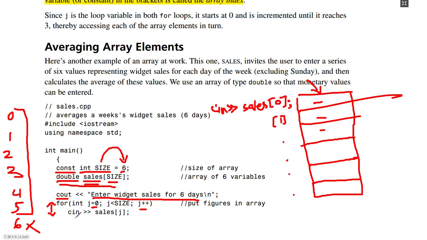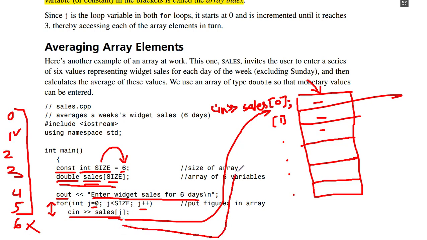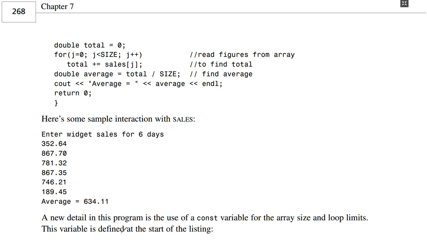And what is being done in the body of the loop? You can see from here, it asks the user to enter a number. So cin sales 0 for the first time. Whatever the user enters would be saved in this location of index 0. The next time the loop executes, j would be equal to 1, so when the user enters a number, it would be saved in sales 1. Then the next time sales 2, sales 3, sales 4, sales 5. When j becomes equal to 6, the loop does not execute, so it would not ask the user to enter another number, and we would come to the next line.